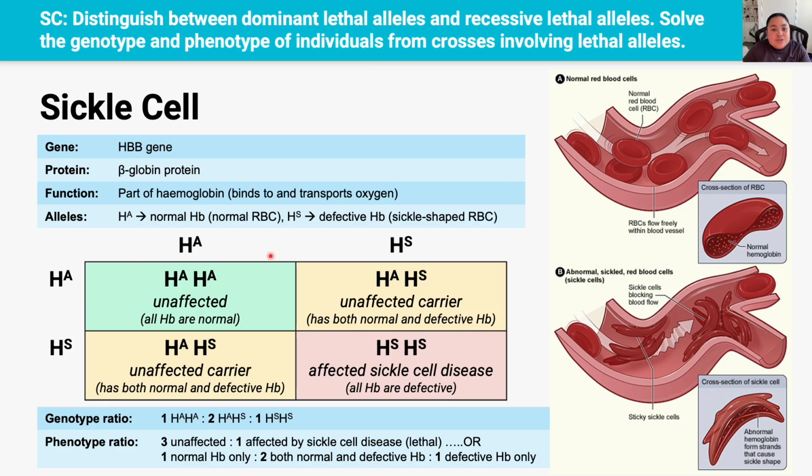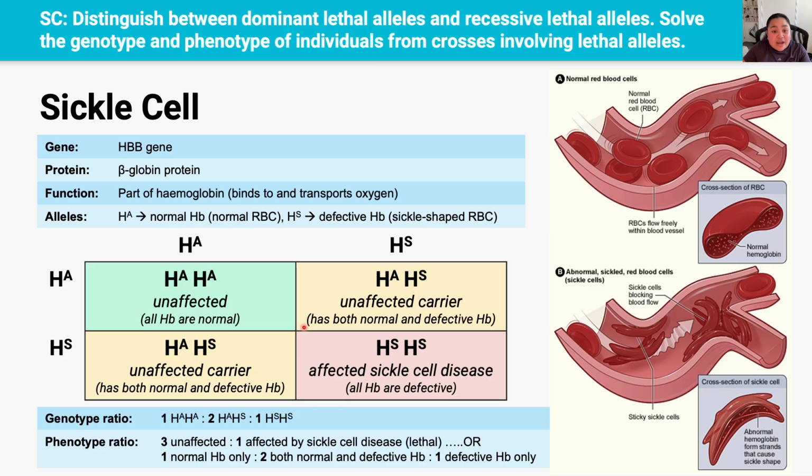This Punnett square shows us the predicted genotype of offspring from a cross between two heterozygotes that are carrying one copy of the normal hemoglobin, HA allele, and one copy of the defective hemoglobin, the HS allele. The expected genotype ratio is 1 to 2 to 1, but the phenotype ratio is 3 unaffected to 1 affected by sickle cell disease. You could also argue that the phenotype ratio is actually 1 to 2 to 1, where 1 out of 4 is unaffected and only produces the normal hemoglobin.